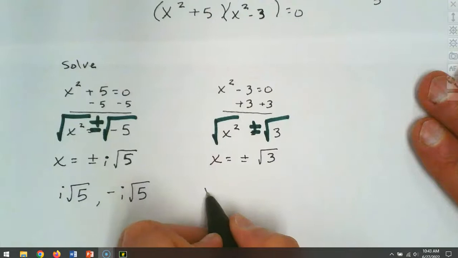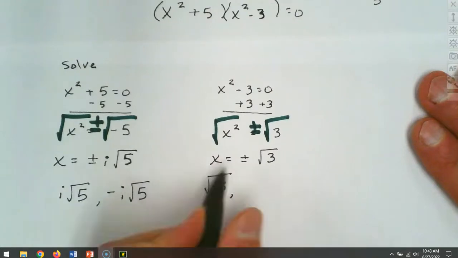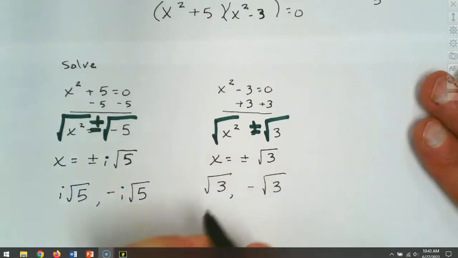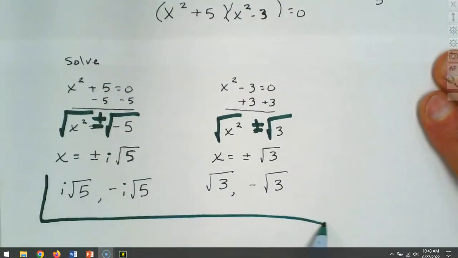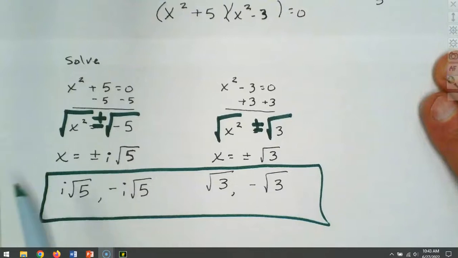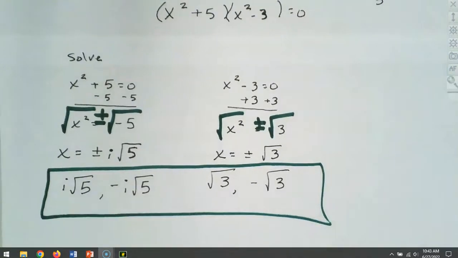And what would we have for our solutions? Square root of 3 and minus the square root of 3. There are our 4 solutions, 2 from each one. So 4 solutions in total.